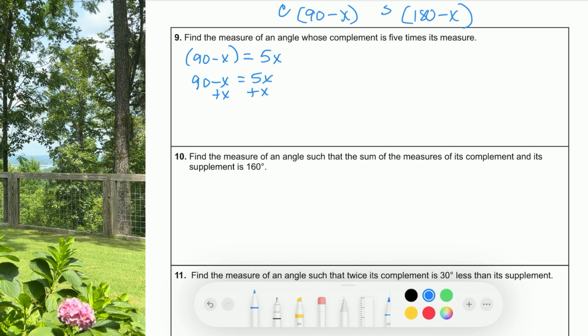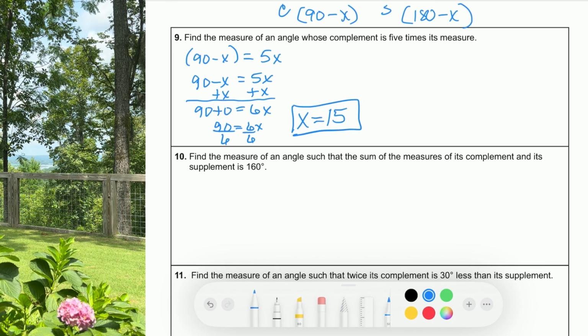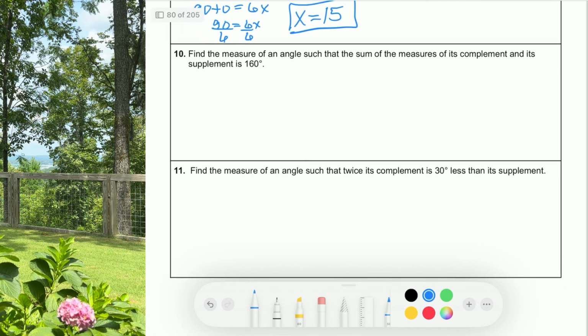Bring out our 90 minus x. I'm going to add my x to both sides. I get 90 plus 0 equals 6x. Rewrite that. Divide both sides by 6. And I get x equals 15. And that is our answer. All right, let's look at number 10.